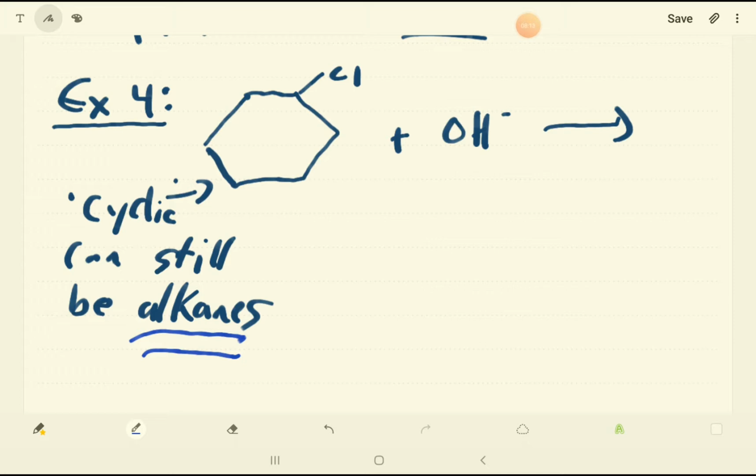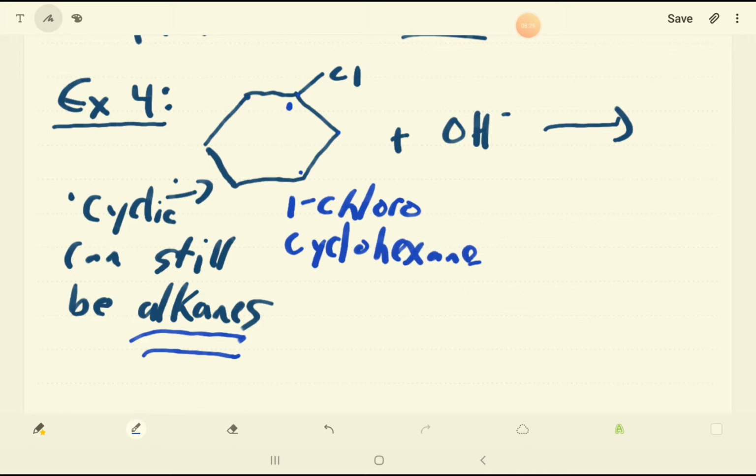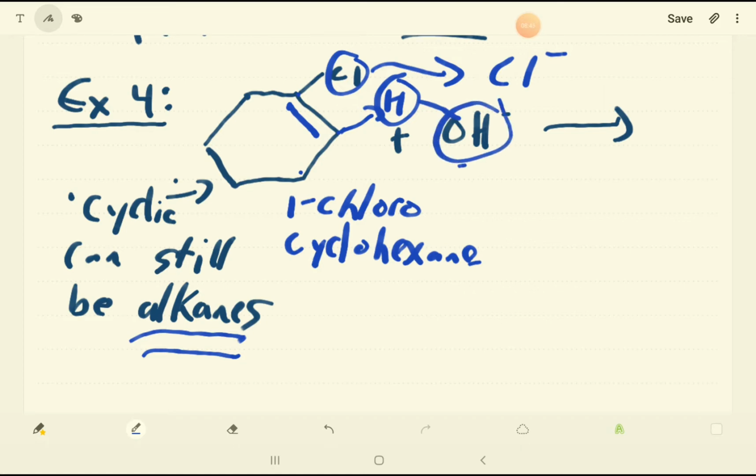Now, when we name this, we start from here. So this would be 1-chlorocyclohexane, 1, 2, 3, 4, 5, 6, plus your hydroxide ion. What this is going to do is you're going to get a double bond formed over here. This gets removed and becomes Cl-. There's an H that will be dislodged, and together, those two will make water.